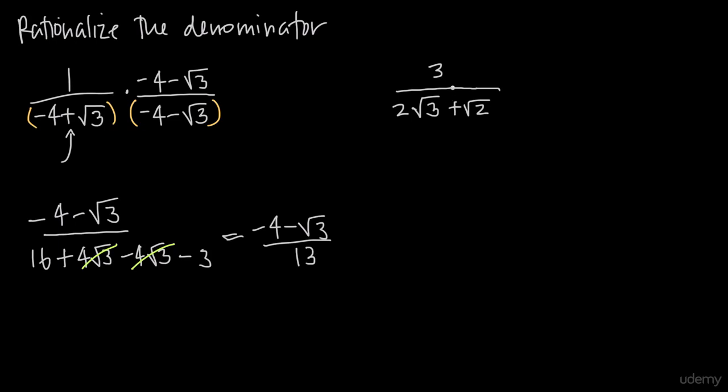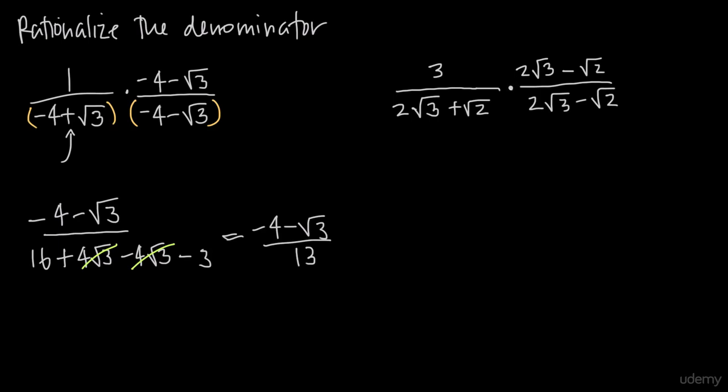Now let's look at another example. Here we have 3 divided by 2 times the square root of 3 plus the square root of 2. We have square roots in our denominator, so we want to rationalize. We want to keep the two terms exactly the same, but we want to flip the sign in between. So because we have a positive sign, we want to make it a minus sign, and we're going to get 2 root 3 minus root 2 divided by 2 root 3 minus root 2.